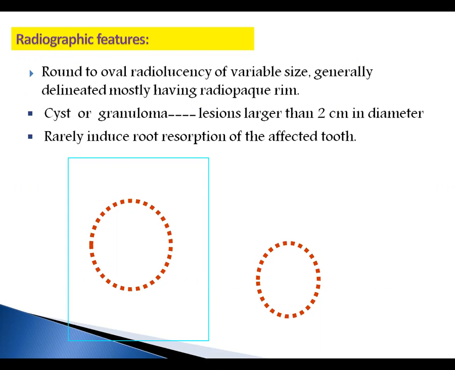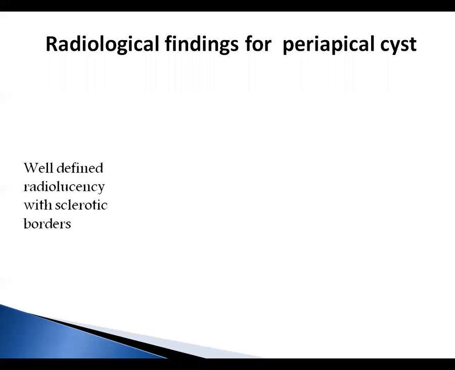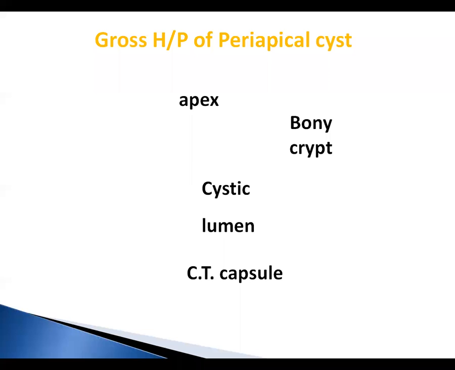Radiographic features: round to oval radiolucency of variable size, generally well delineated, mostly having a radiopaque border. Cyst or granuloma, lesions larger than 2 cm in diameter rarely induce root resorption of the affected tooth. Radiological findings of the periapical cyst: well-defined radiolucency with sclerotic borders.